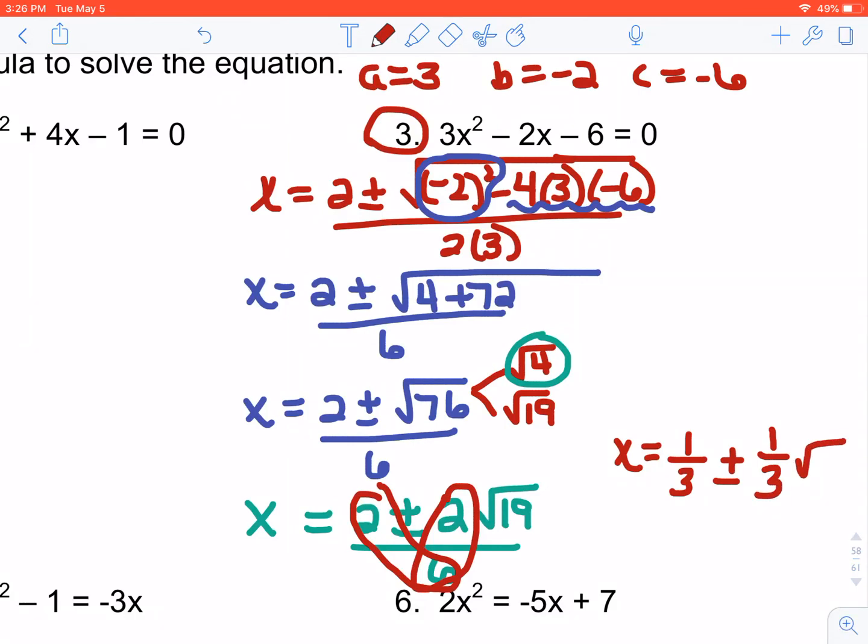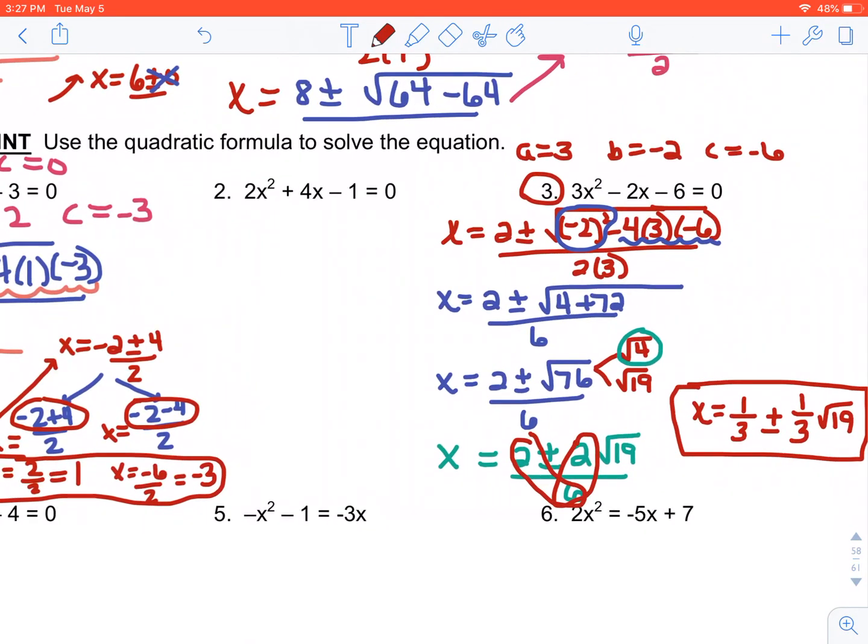We don't do anything with the square root of 19 because it's a square root number. The other numbers are not square root numbers. So this answer now says 1/3 because 2 divided by 6 reduced, plus or minus, and then again 2 divided by 6 reduced to 1/3, and then the square root of 19. So this is a different way that my answer can look. And you're going to see with these problems there's multiple ways that your solution might kind of be listed. So we had nice answers for number 1. For number 3 now, I have these answers in fractions and with a square root.